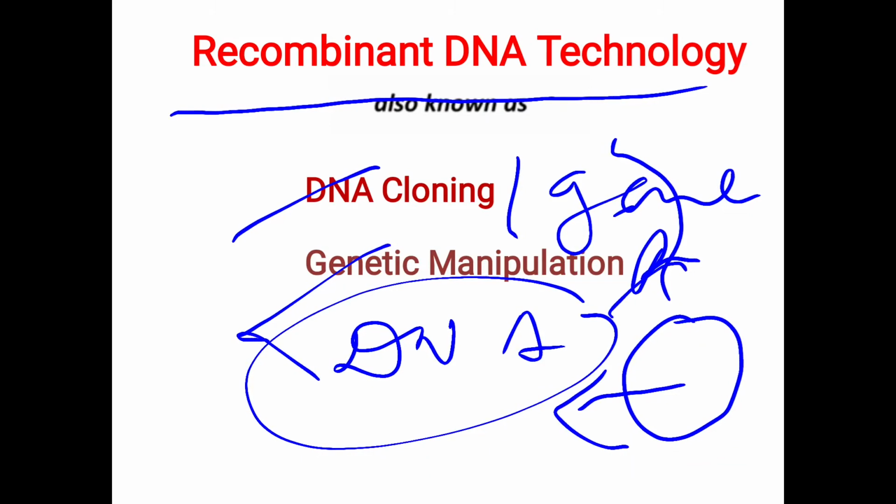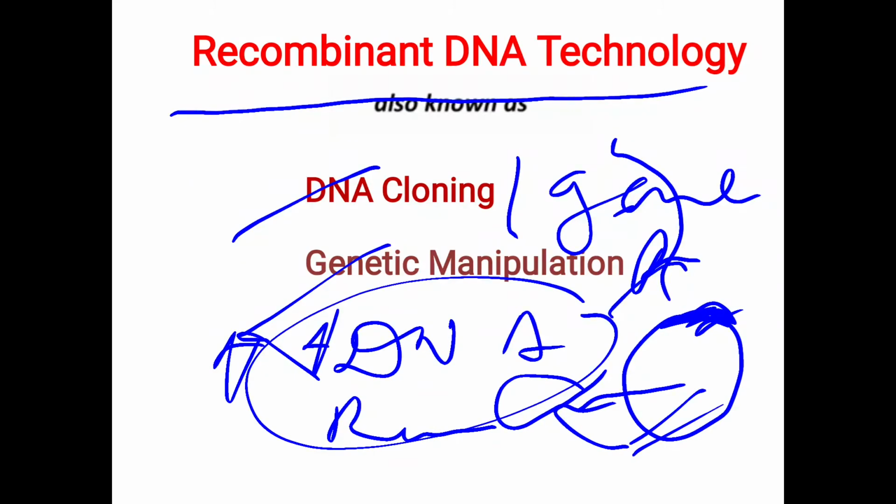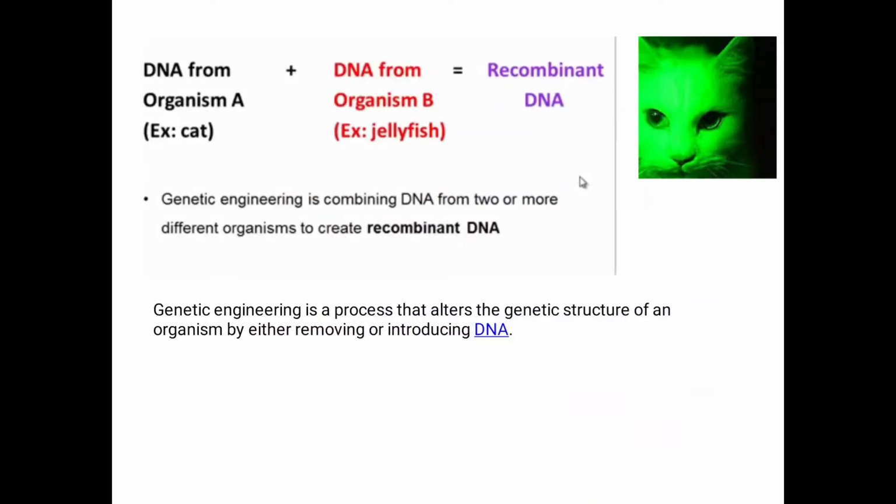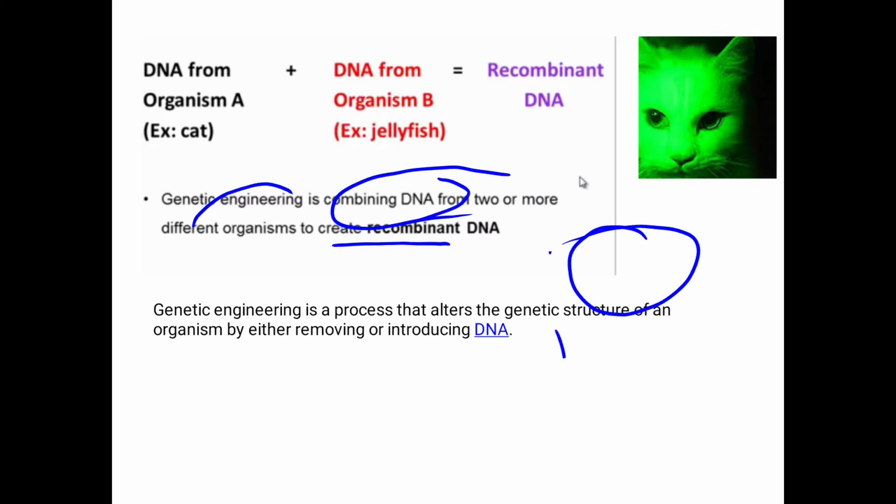And with the help of this recombinant DNA, we are making so many copies of a particular gene which is present in this recombinant DNA. That's why it is also known as gene cloning. So in this branch, genetic engineering, we are combining two DNAs from two or more different organisms to create a new DNA, which is known as rDNA or recombinant DNA.